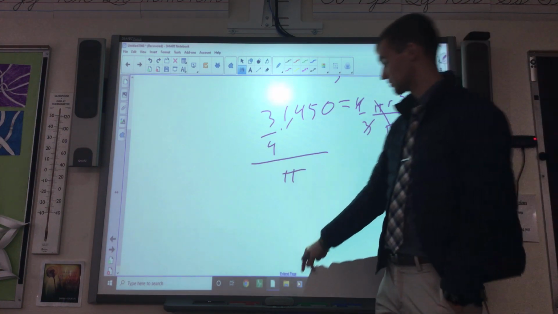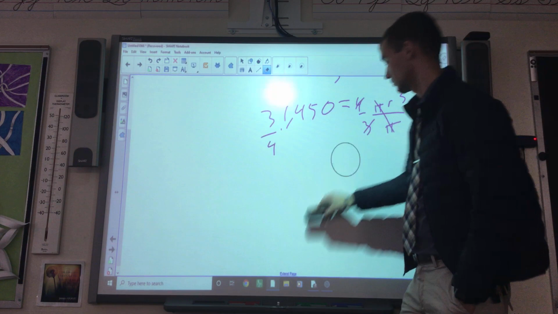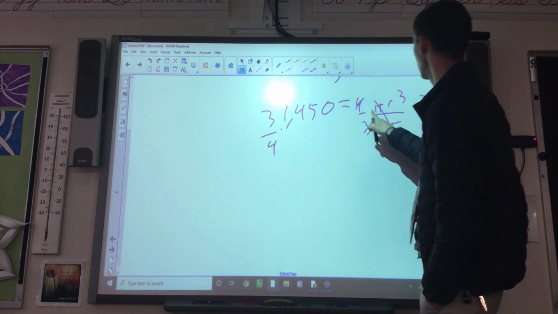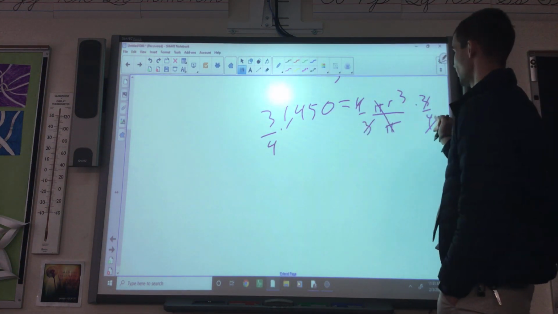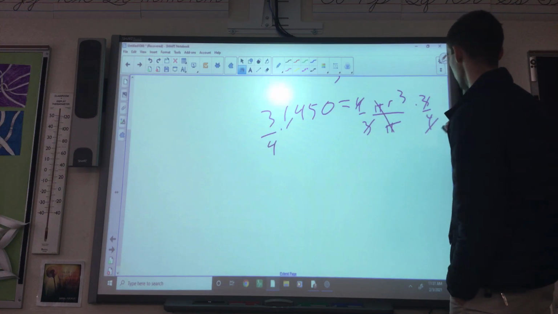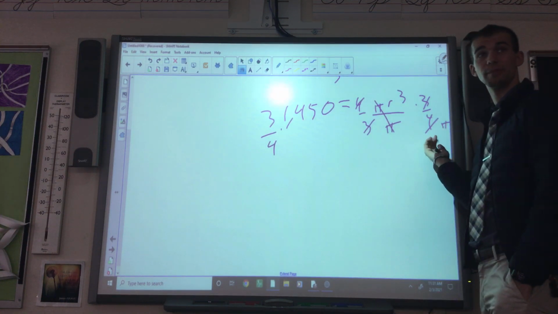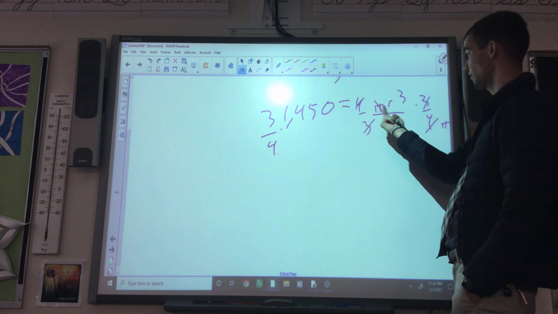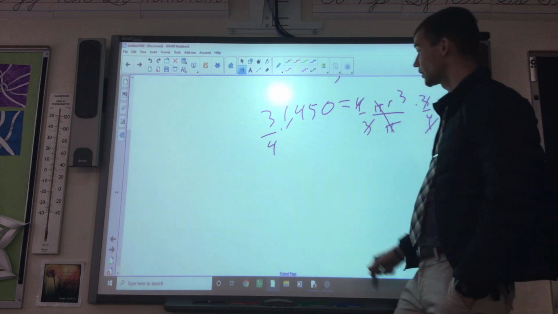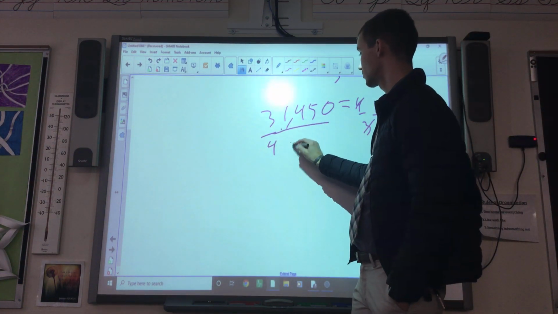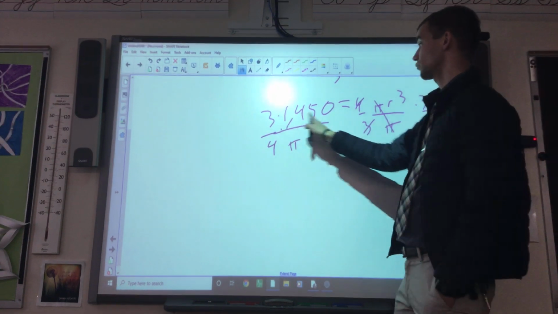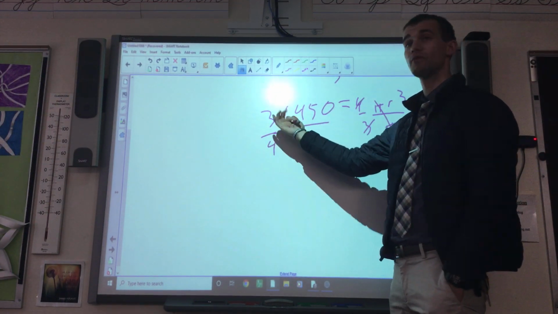Another way, actually, instead, you could say, hey, over here, if I'm multiplying by 3/4, well, can I multiply by 3 over 4 pi? And put the 4 on the pi on the bottom here, because this pi right here is technically pi over 1. And yeah, so you can do 3 times 1,450 over 4 times pi.